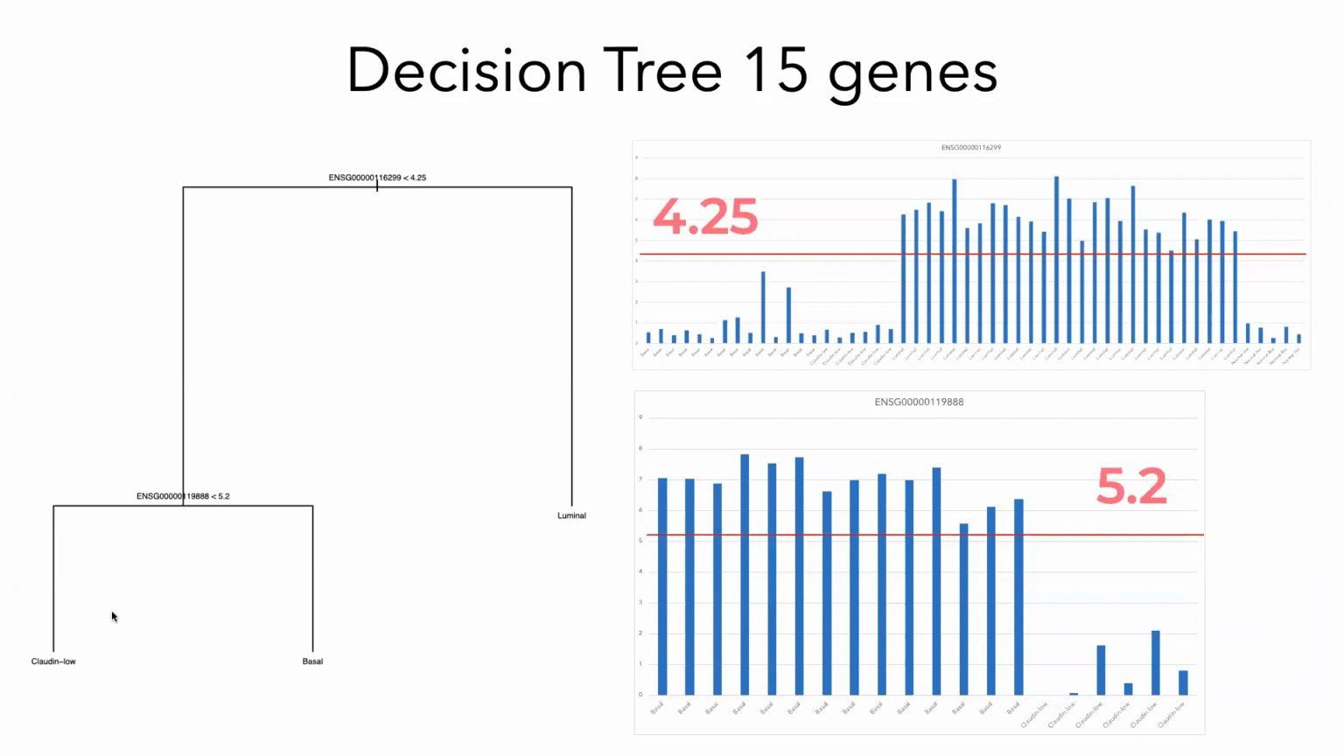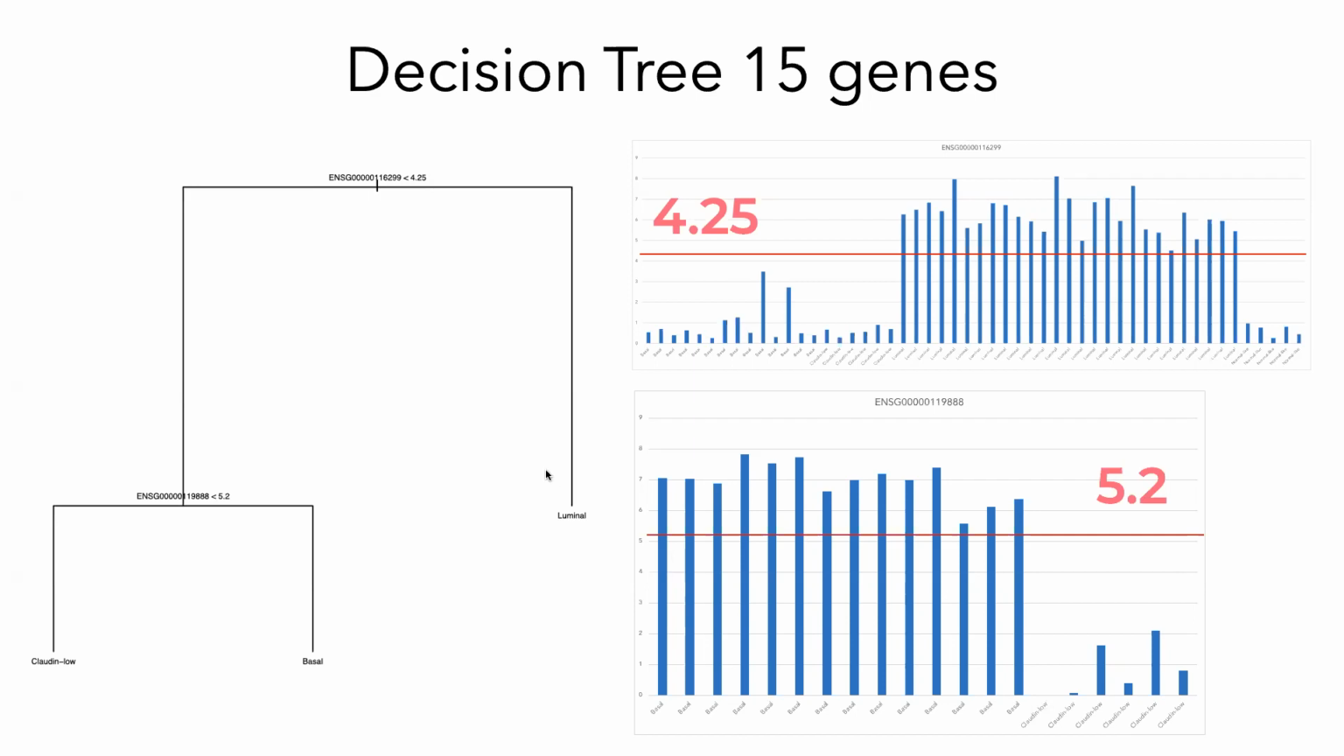But how do we know based on what? So this is a gene, and it tells you the threshold. The threshold is below 4.25, right? What is below 4.25? Everything except for luminal, right? So here you have above 4.25, that's everything here, and that's all luminal. And below 4.25, which is all the rest of the subtypes, and then it provides you another threshold to separate the other samples that we have, meaning basal and cloud and low. So here you have another gene, and here you can see everything above 5.2 is basal, everything below is cloud and low.